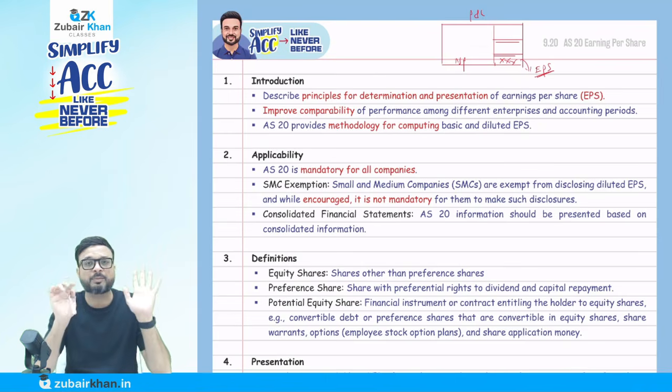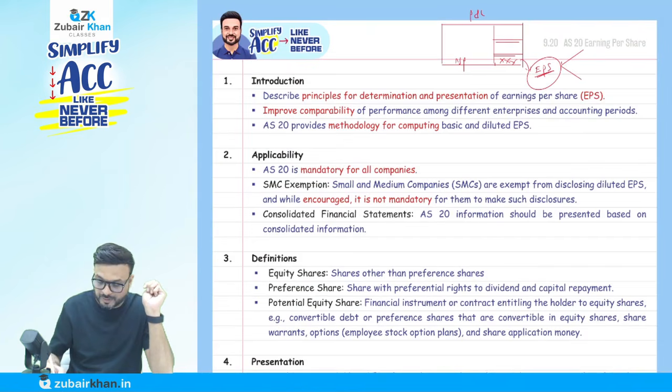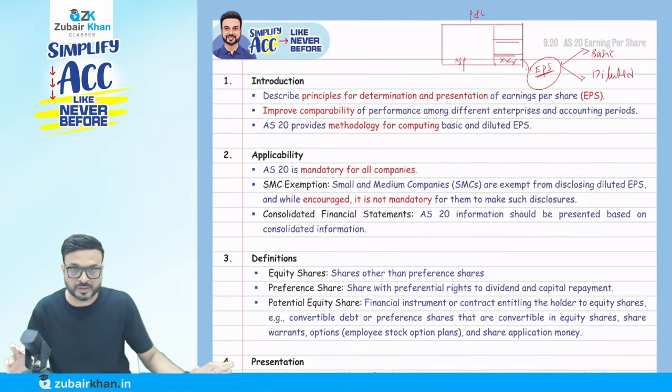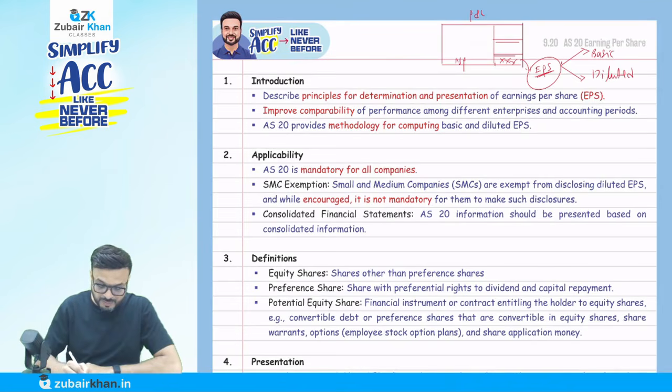But there are two types of EPS, so we'll discuss both of them. There are two types of EPS: basic EPS and diluted EPS. We'll discuss both of them.